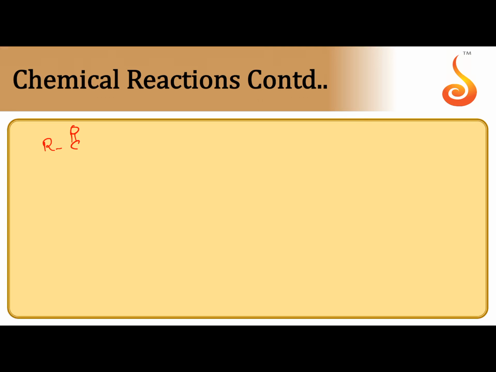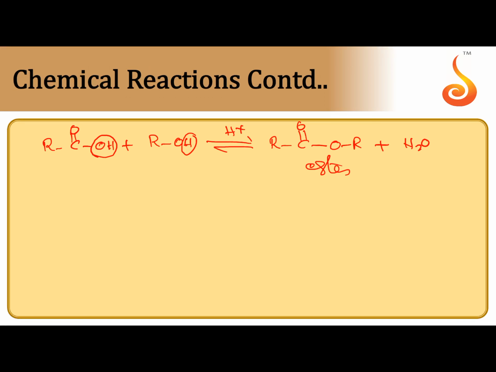Next, when carboxylic acid is reacted with alcohol in the presence of an acid catalyst, OH comes from the acid, H comes from the alcohol, and RCO gets connected to OR. This is nothing but an ester. The process is called esterification.